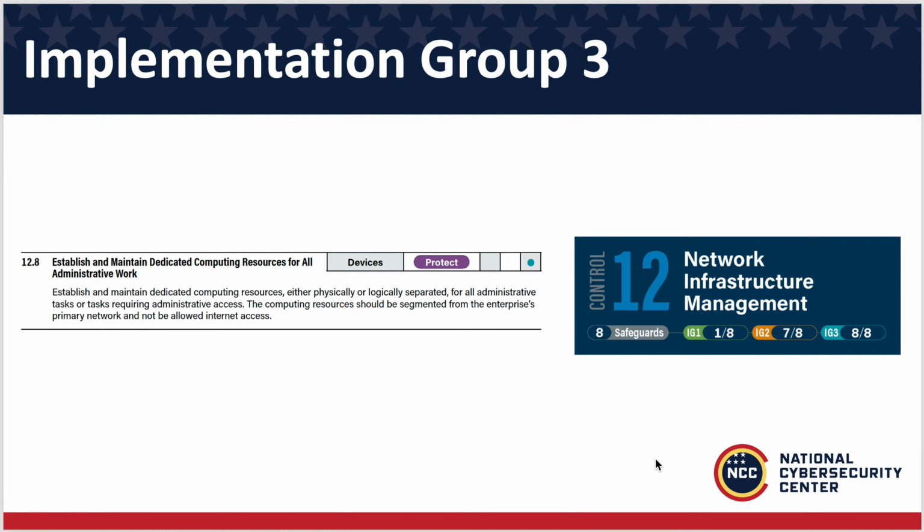Lastly, implementation group 3: maintain dedicated computing resources for all administrative work. So essentially, if you lose the keys, the master key that does all the administrative work, and a hacker or an attacker gains access to that, they're going to have a field day within your enterprise. So having dedicated resources and managing those resources that do the administrative work is key, so you can protect essentially your master keys.